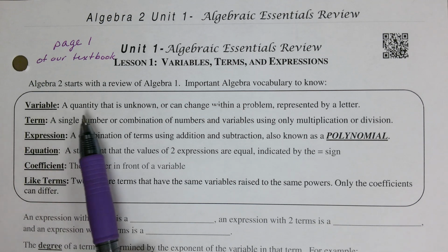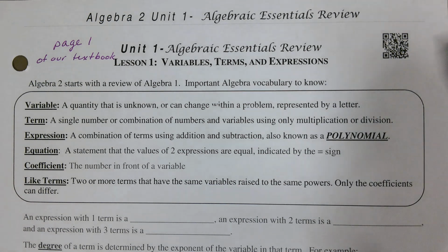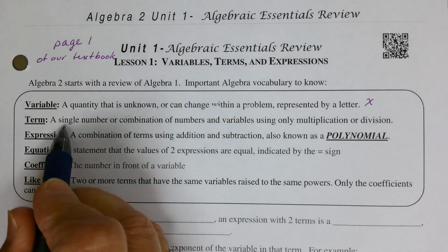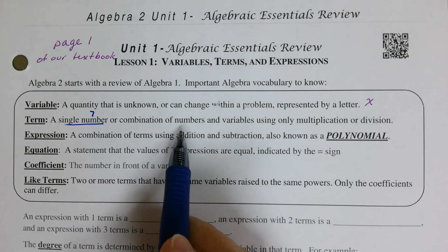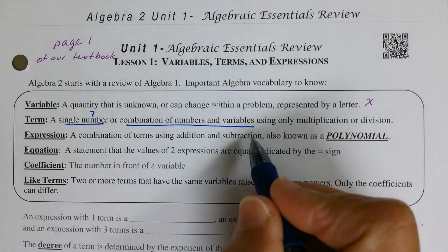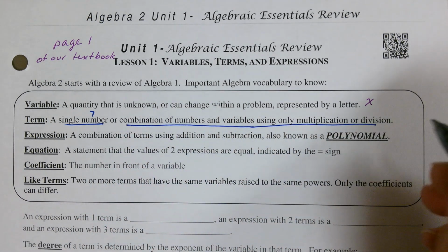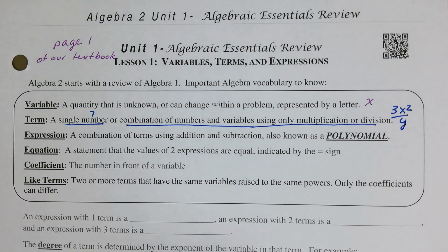A variable is a quantity that is unknown or can change within a problem, represented by a letter. We're familiar with that. Our usual letters are x or y. A term is a single number, or combinations of numbers and variables using only multiplication or division. For example, 3x squared y, or 3x squared divided by y. This is an example of a term.